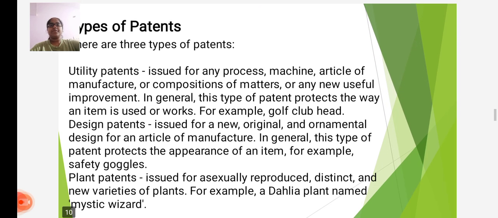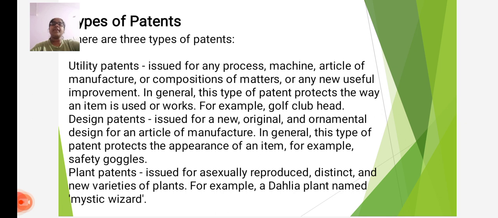Types of patents. There are three types of patents. Utility patents are issued for any process, machine, article of manufacture, or composition of matter, or any new useful improvement. In general, this type of patent protects the way an item is used or works.